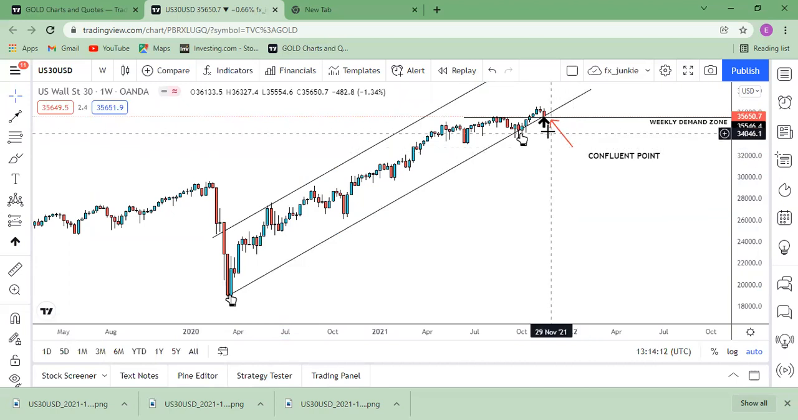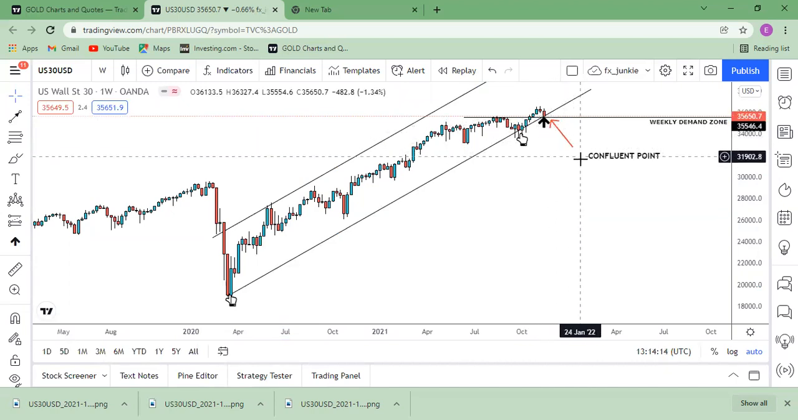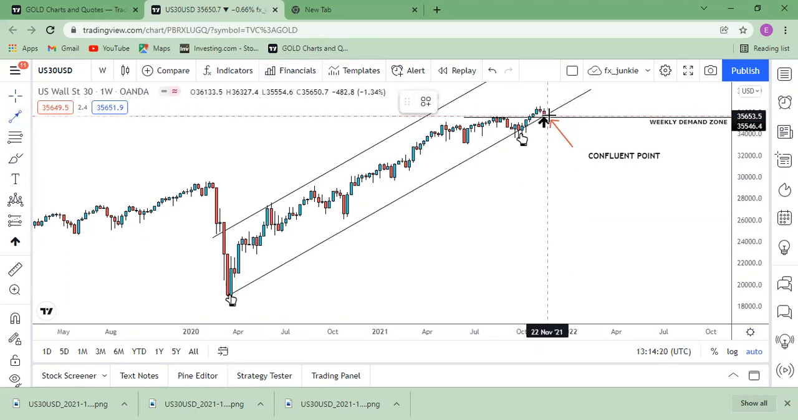And the previous week closed right directly at the confluent point. So anticipating the market to hold and then reverse to the upside. Okay.